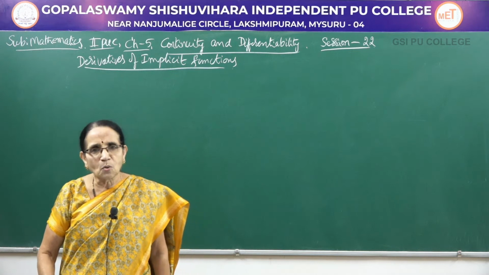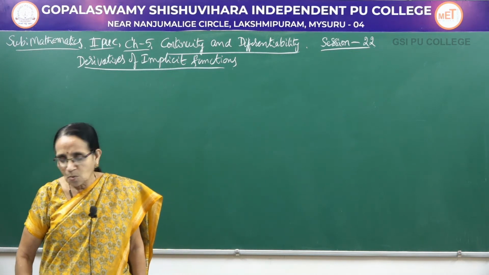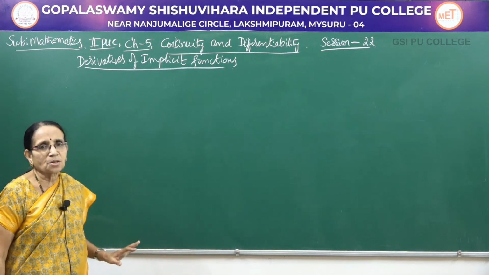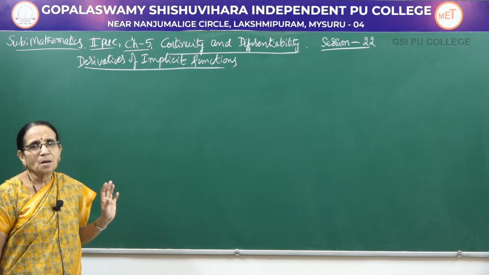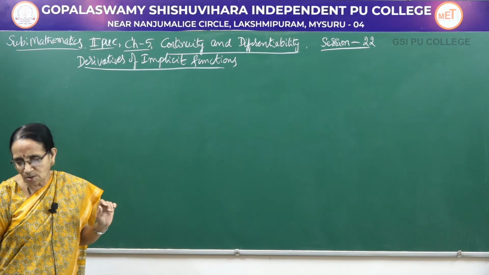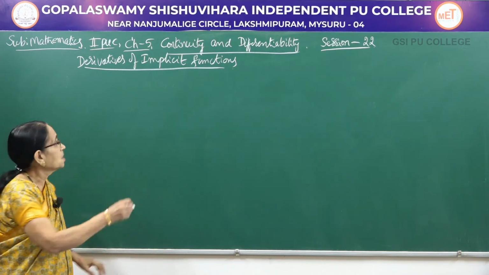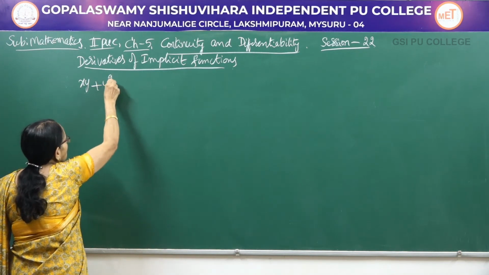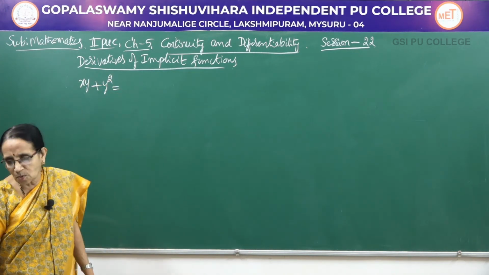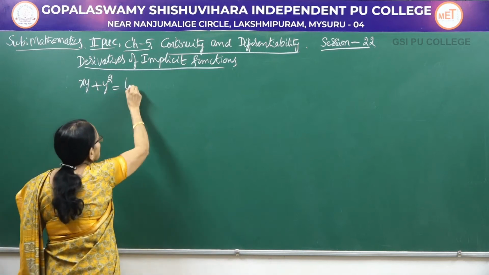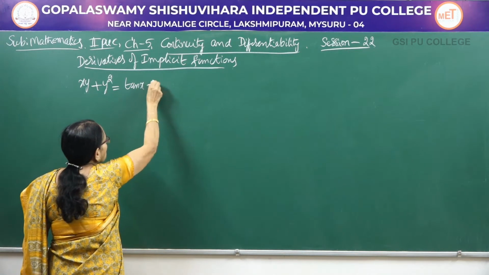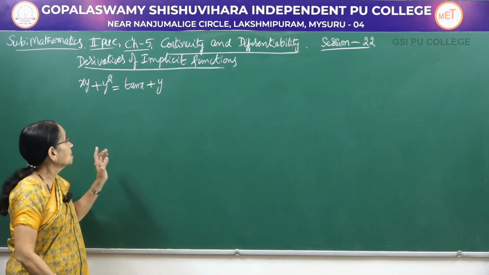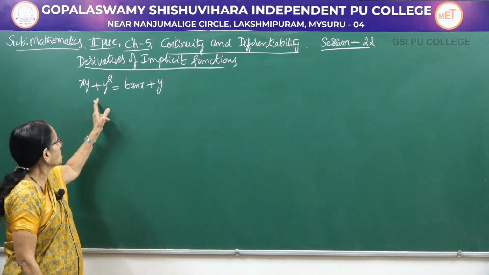So, some problems we have worked out in the earlier session. Now, I am going to work out the remaining problems. So, here the common instruction is find dy by dx, or differentiate y with respect to x. The first problem is xy plus y square equal to tan x plus y. So, here you observe 1, 2, 3, 4.